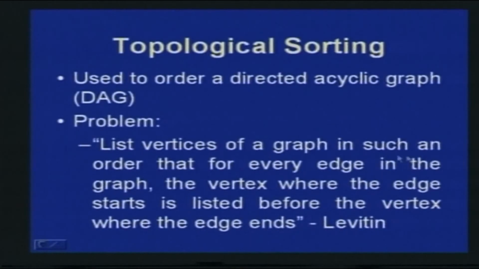List the vertices of a graph in such an order that for every edge in the graph, the vertex where the edge starts is listed before the vertex where the edge ends. So, that is the order you want. The order you are defining is that the vertex where the edge starts should come before the vertex where the edge ends. So, that is the topological sorting problem.